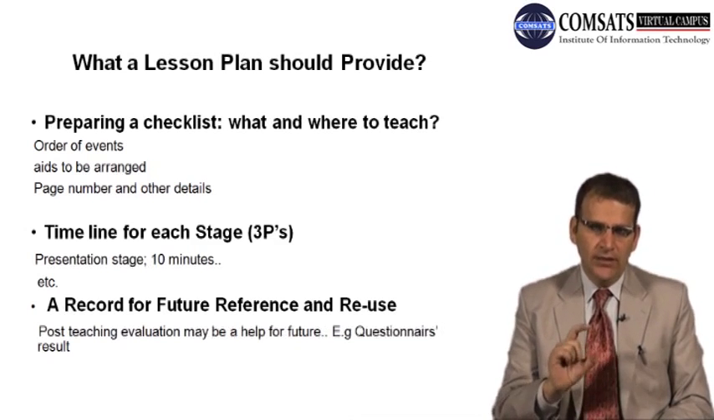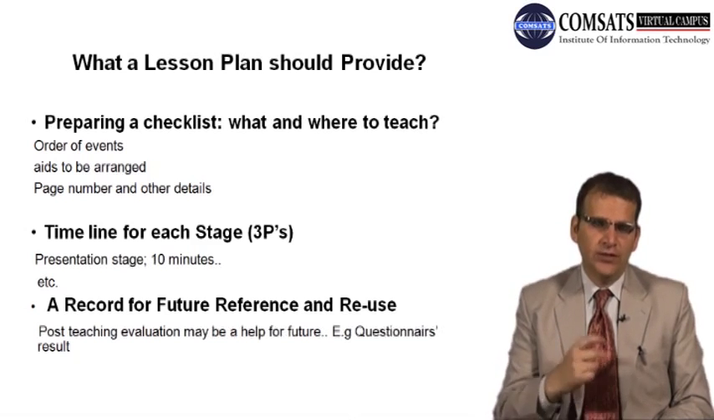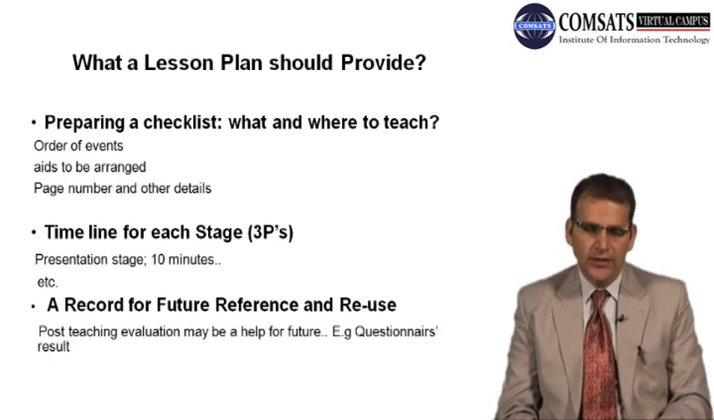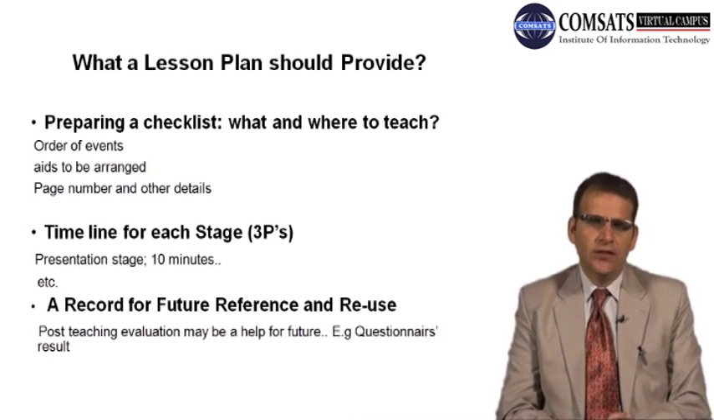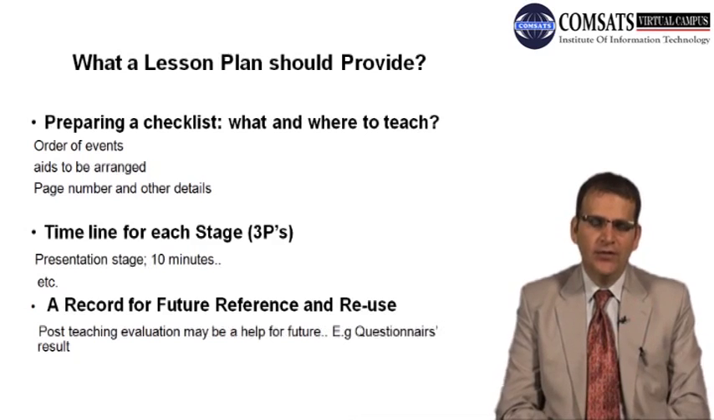It depends on the nature of the class that you are having, the duration of the class, and the students that you are teaching, and you keep all these factors in mind while giving a timeline for these stages. So then, my dear students, the next point that you must keep in mind is a record for future reference and reuse. Mind you, we are talking about what a lesson plan should provide. We talked about aims, then preparing a checklist, third the timeline, and the fourth point is a record for future reference. What is it in fact?